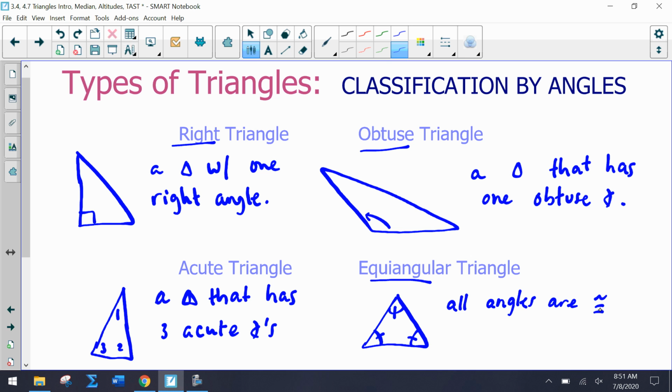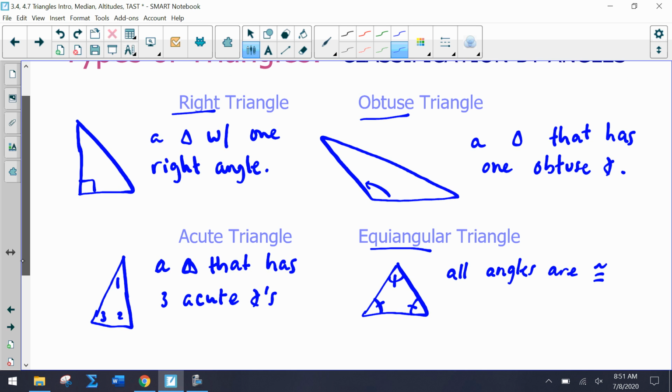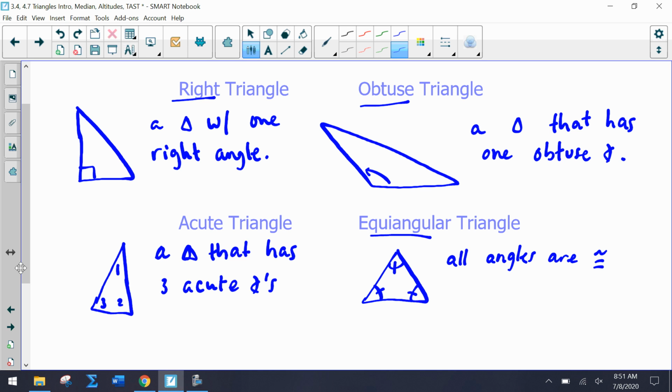And how many degrees are in a triangle? Some of us may know this as prior knowledge. So how many degrees are in a triangle? We're going to talk about this later in the notes, but there are 180 degrees total in a triangle. So for an equiangular triangle, all the angles are congruent, and all the angles would be what measure? 180 divided by 3, you get 60 degrees.